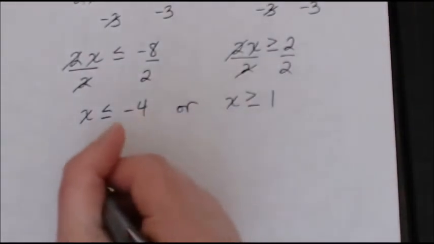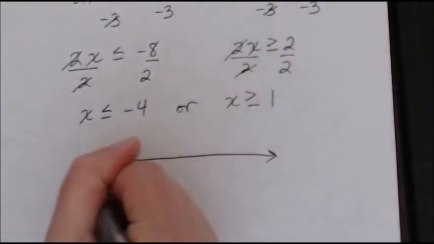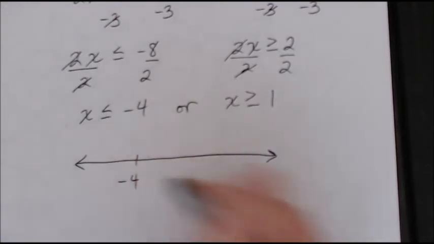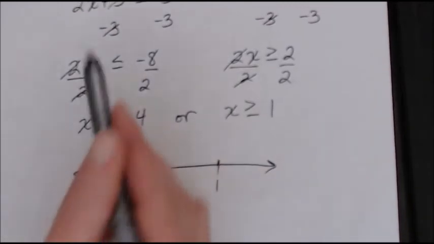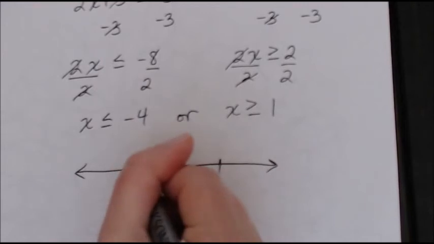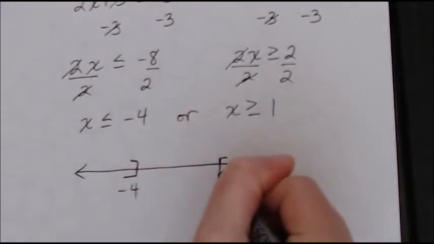Let's look at what this looks like on the number line. So I've got negative 4 on this end, I've got positive 1 on this end. They both are going to have the brackets because of the or equal to. You just kind of follow that through in the problem. And so let's put a bracket here. Let's put a bracket here.